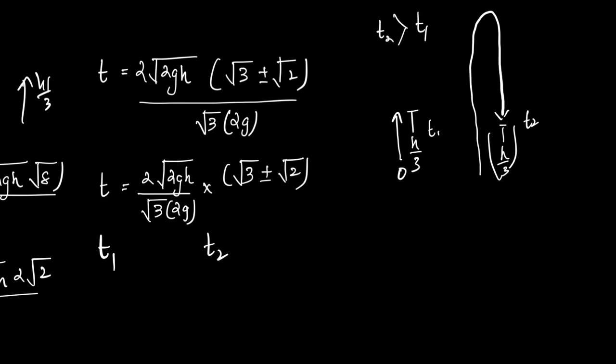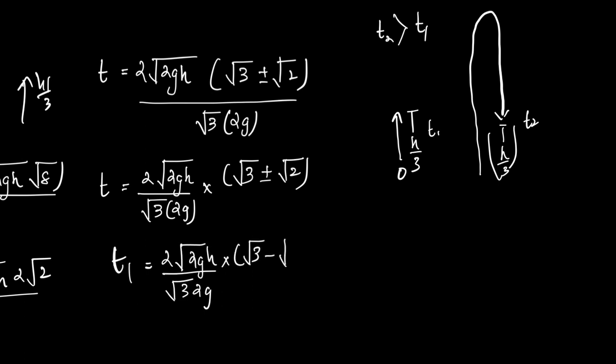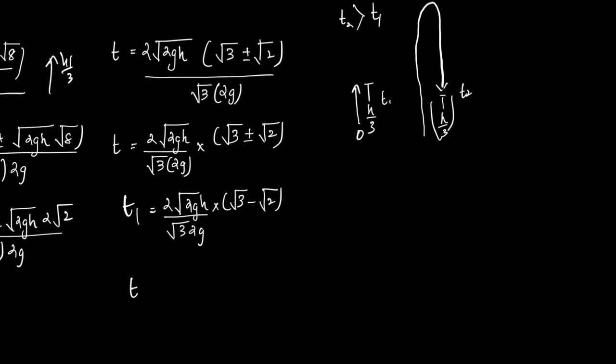So while you express the answer here, you should make sure that you give t1 is equal to 2 into root of 2gh the whole upon root 3 into 2g, into root 3 minus root 2, because it's a less value. And what would be t2 then? T2 would be equal to 2 root 2gh the whole upon 2 into root 3g into root 3 plus root 2.